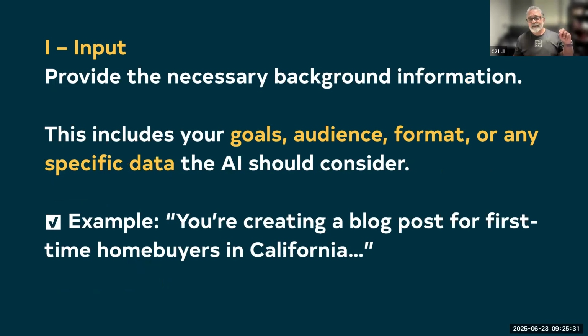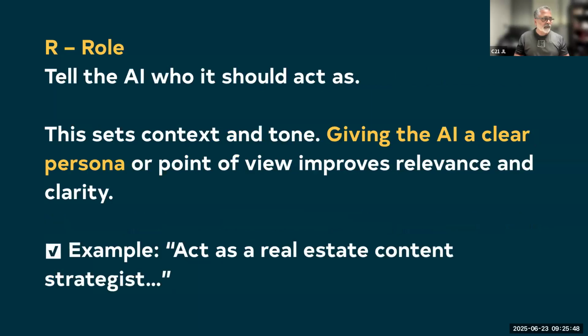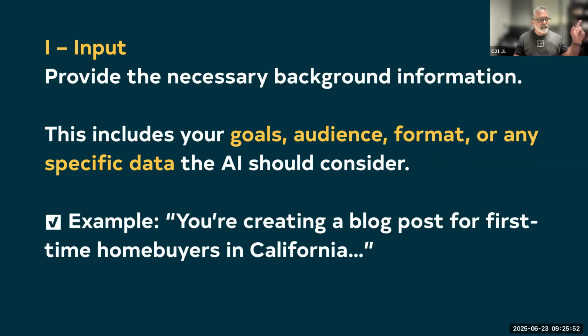Then you've got to give it input, or I provide the necessary background information. This includes goals, audience, format, specific data. What should it consider? For example, you're creating a blog post for first-time home buyers in California. So, act as a real estate content strategist. You're creating a blog post for first-time home buyers in California. That's R and I.